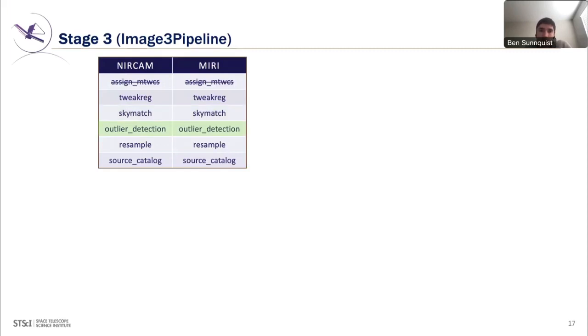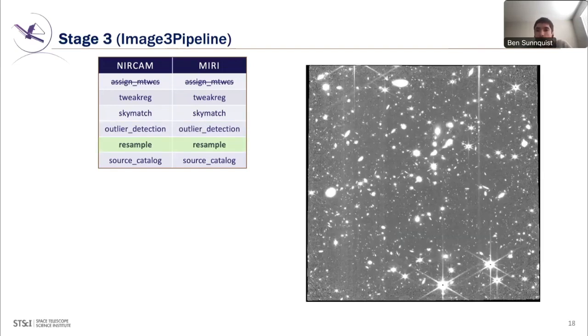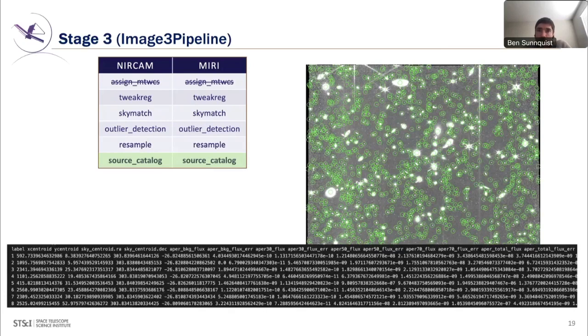Next up is the outlier detection step. This is going to identify outliers between the images in WCS space. So this step is useful to catch any remaining bad pixels that either weren't corrected or were not flagged in the previous steps, just to make sure they don't show up in your final image. And then the main step here is resample. This is the one that's actually going to take all of those images and combine them into one undistorted image. And then finally, the source catalog step creates a catalog containing a variety of photometric information for each source in that final image.